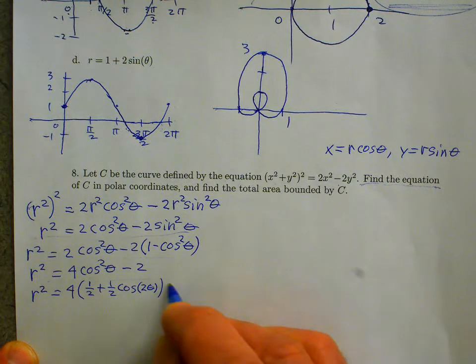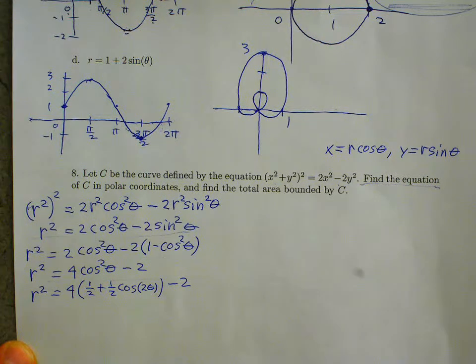And then we have the -2 on the outside. So when we simplify a little bit further, we get r squared equals, so I'll just skip a step by just telling you what's going to happen. And you can see it, 4 times 1/2 is 2, and we have a -2, so those combine to make 0. And then we're just left with 4 times 1/2 cosine of 2 theta, or r squared equals 2 cosine of 2 theta.